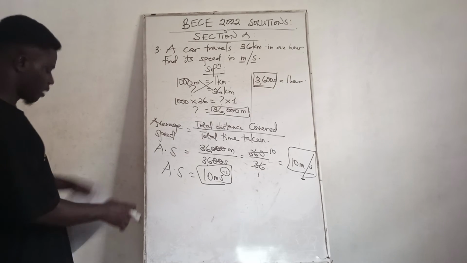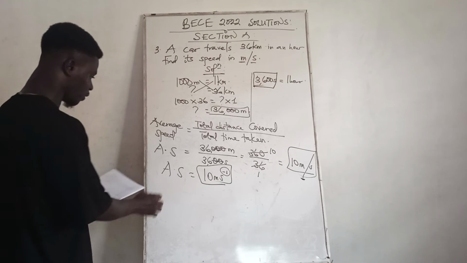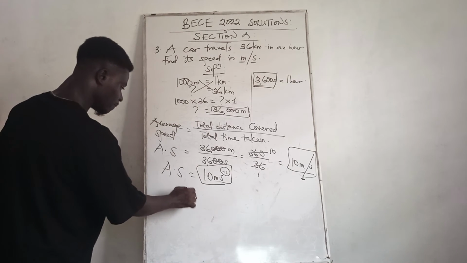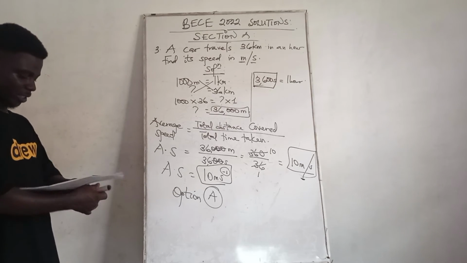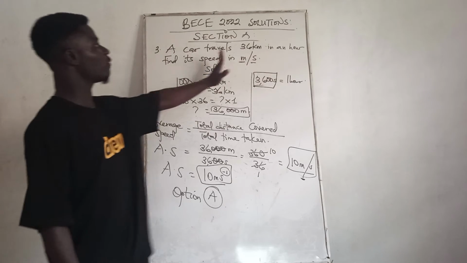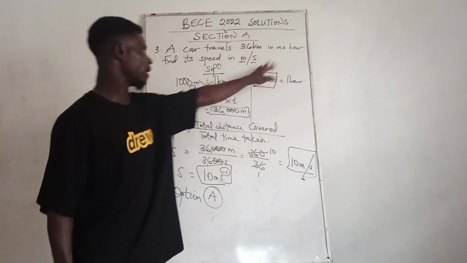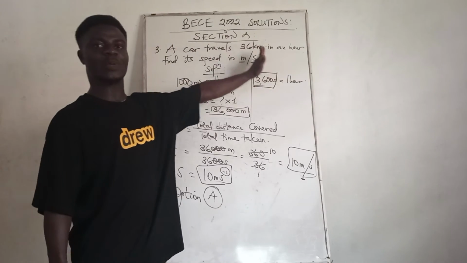All right. So now we can say that our option is option A. Kindly watch it carefully. A car travels 36 kilometers in an hour. Find its speed in meters per what?